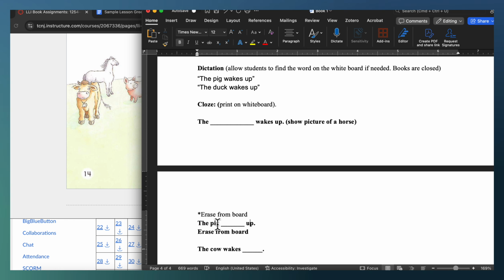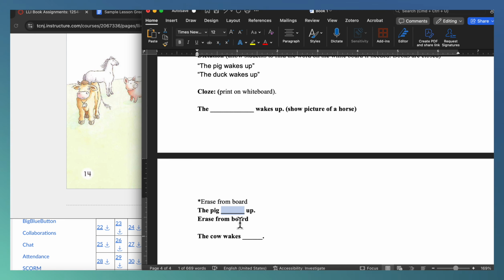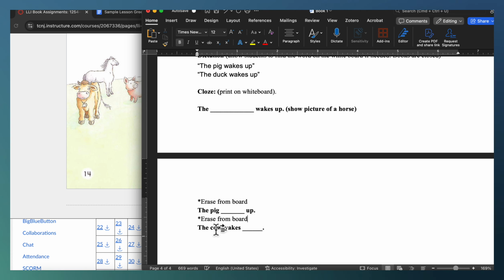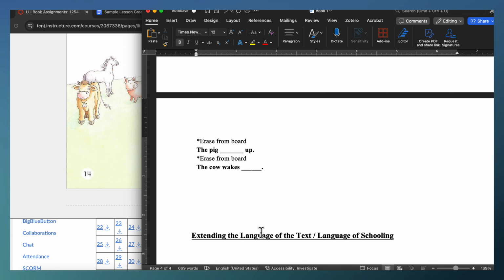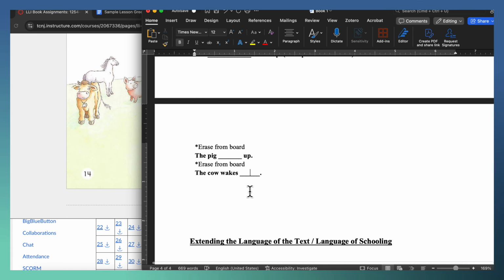This time I don't have to show a picture because the animal is there, all right? And they have to recall the word wakes, all right? And then I'm going to erase it from the board again. And fresh start, the cow wakes, and they have to recall the word up. All right? And that basically finishes off the main lesson.